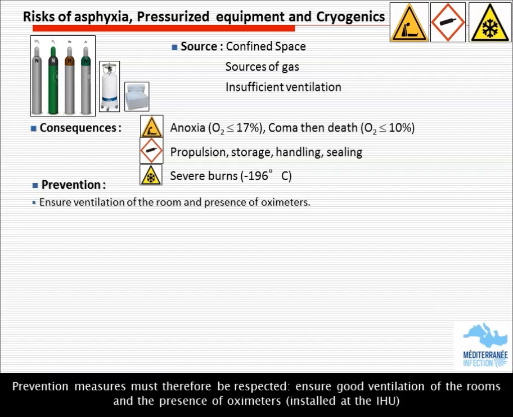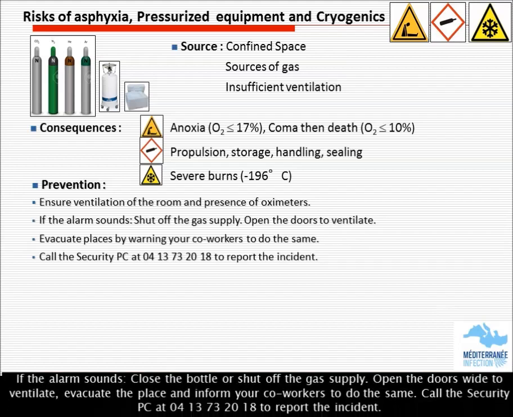Prevention measures must therefore be respected. Ensure good ventilation and the presence of a CO2 or Noxic detector in the room with a gas source. If the alarm sounds, turn off the gas supply at the tap. Open the doors to ventilate. Evacuate the premises, warning your coworkers to do the same. Call the security PC at 04-1373-2018 at any time to report the incident.